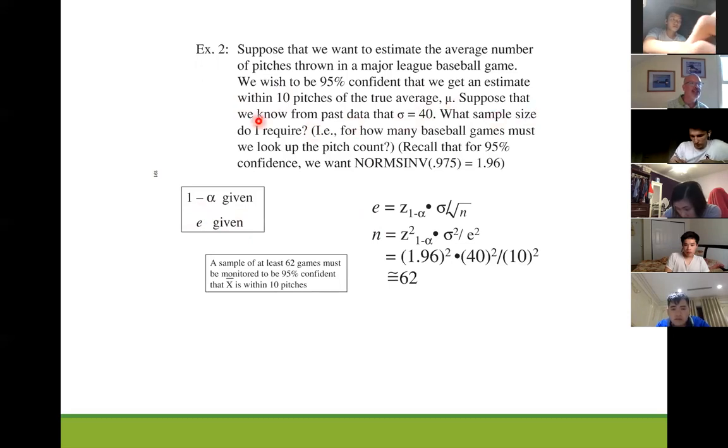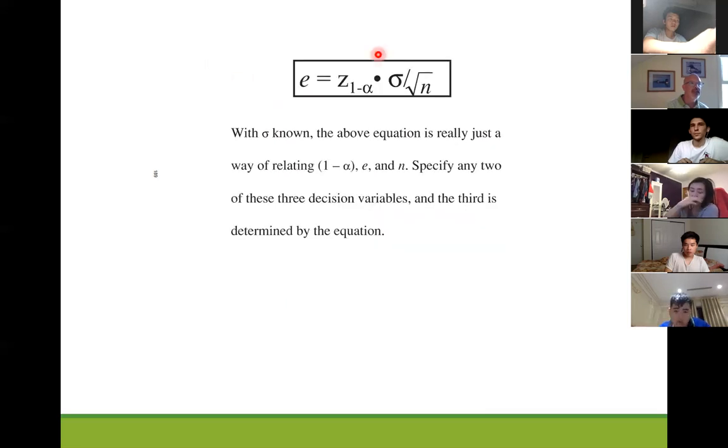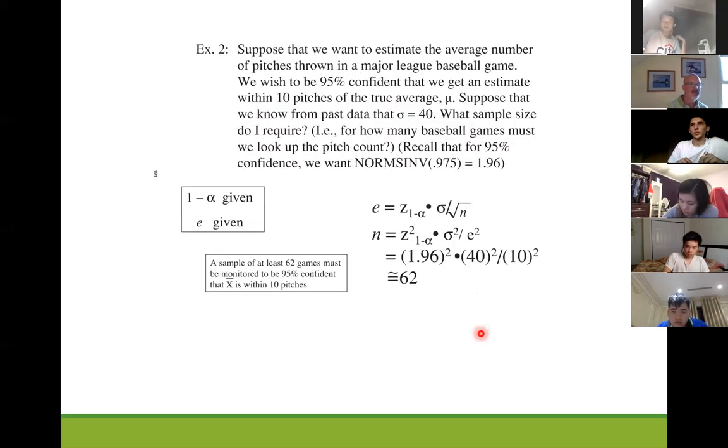What sample size do I require? So now we're using this formula here. We're not solving for E. E is known. We're solving for N. We want to know what the sample size is. Okay?